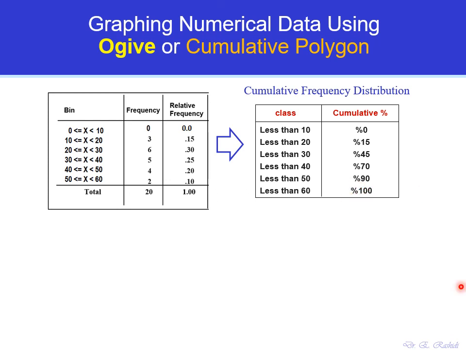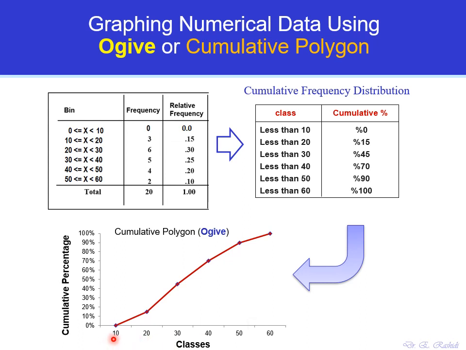Now that we have the cumulative frequency distribution table, we can build the ogive, which is a cumulative polygon. If we actually build a polygon for this table, it's going to be a cumulative polygon, which is also called an ogive.